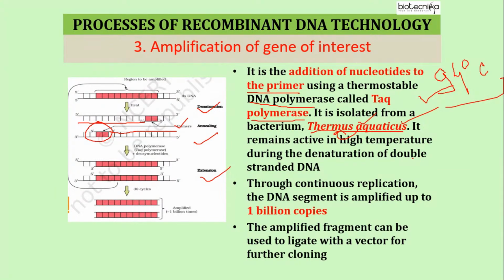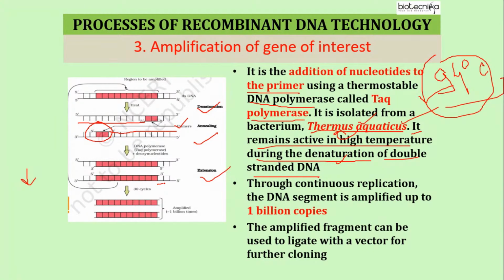Again, this is an important question. What is the significance? It will remain active at high temperature during the denaturation of double-stranded DNA, because this is an enzyme. The DNA polymerase isolated from Thermus aquaticus would normally get denatured at higher temperature, but since it is isolated from a high-temperature environment itself, it will resist this 94 degrees centigrade temperature during denaturation.